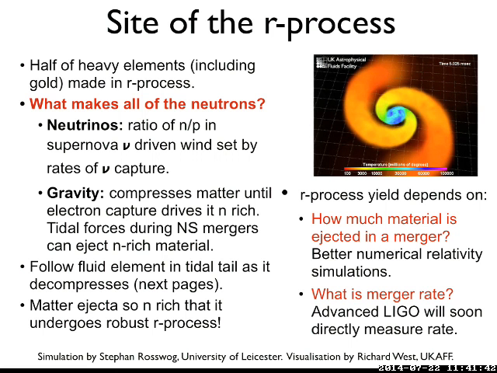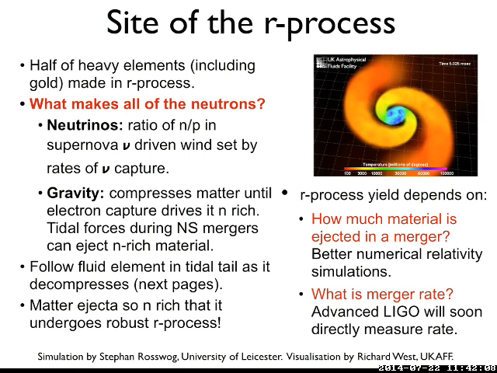the ratio of neutrons to protons in neutrino-driven winds is set by the relative rates of neutrino and antineutrino capture. I've got a lot more to say about neutrinos, but I was going to talk about them next week. So another possibility is gravity. You simply compress stuff, you make it neutron-rich.